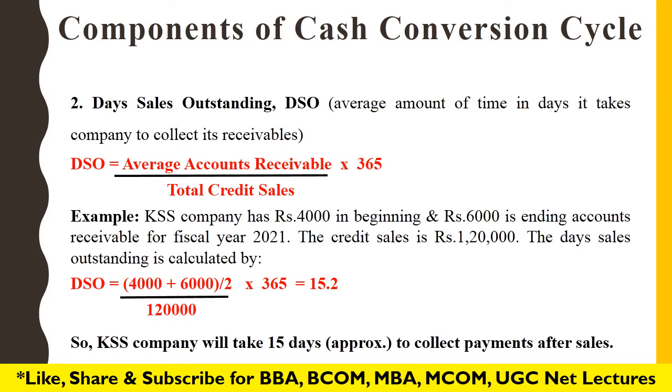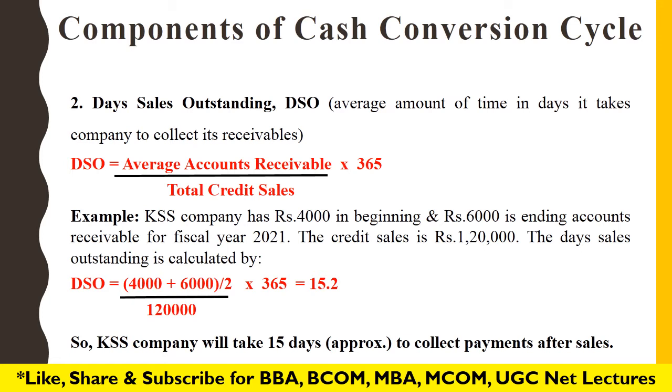The second component is days sales outstanding, the average amount of time in days it takes the company to collect its receivables, or collect payments after sales. The formula of days sales outstanding is given here, that is average accounts receivable divided by the total credit sales into 1 year, that is 365 days.